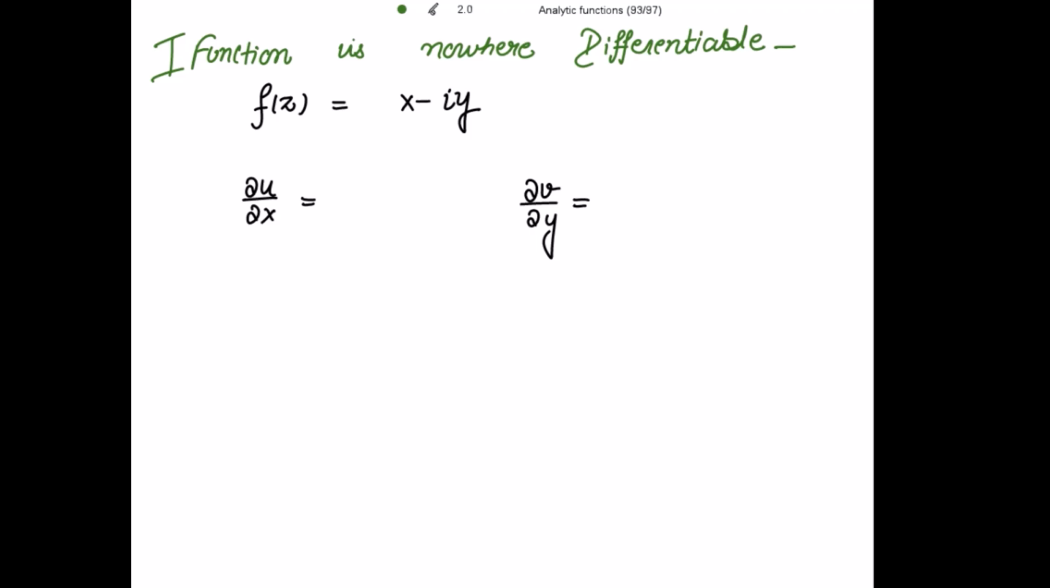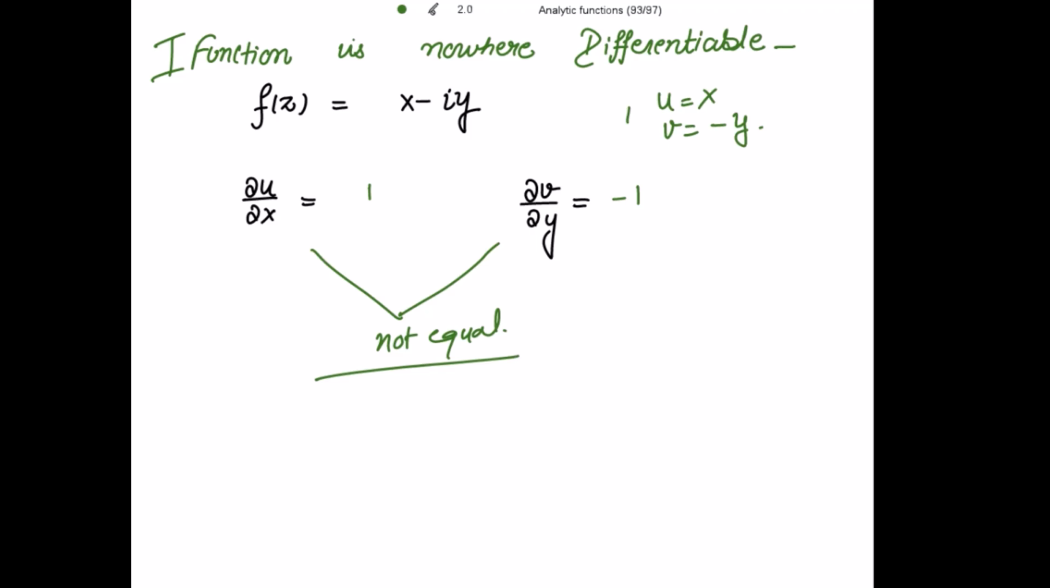Here I am going to take the function as x minus iota y. Let's check whether Cauchy Riemann equations are satisfied or not. For that, I am going to find the partial derivative of u with respect to x. So what is u over here? It is x, the real part, and v is the imaginary part, that is minus y. So the partial derivative of u with respect to x is 1, and the partial derivative of v with respect to y is -1. And these two are not equal. That means the Cauchy Riemann equations are not satisfied.